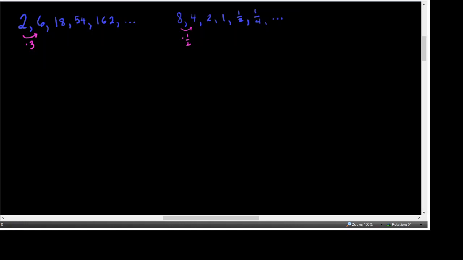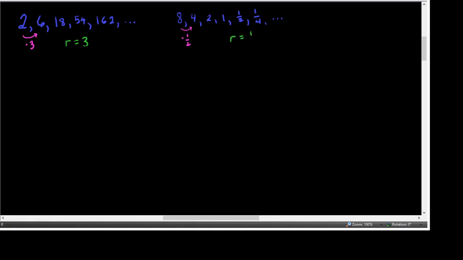And so arithmetic, you're adding a constant to produce the sequence. This is multiplying by a constant to produce a sequence. Now, the number we're multiplying by is called the common ratio. And so the common ratio for the first one is 3. And the common ratio for the second one is 1/2.